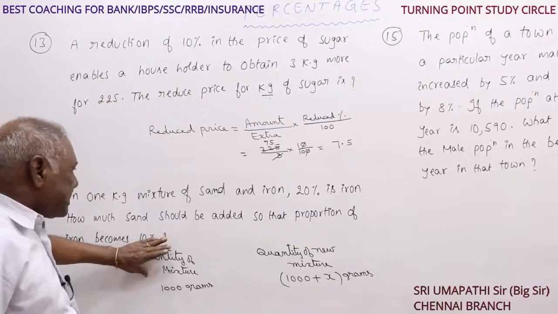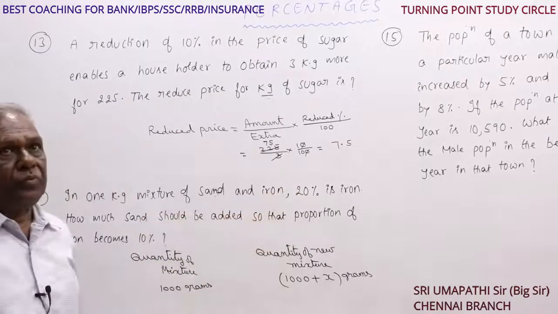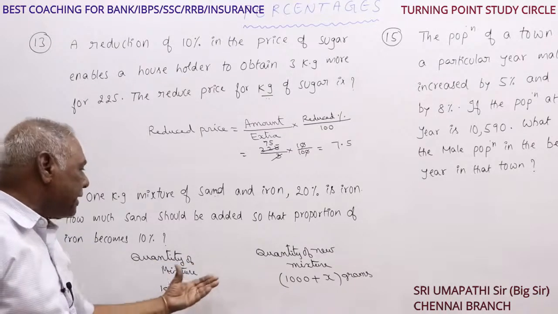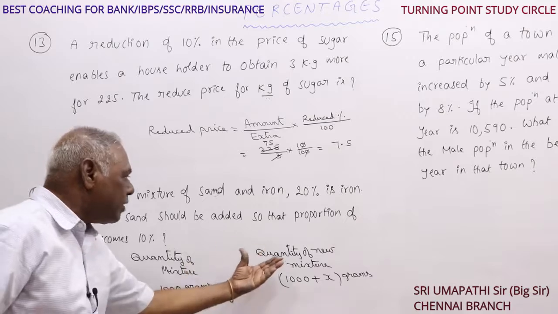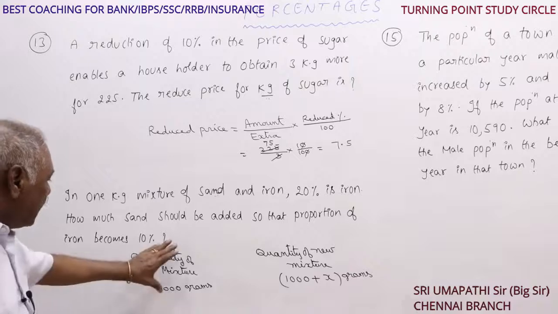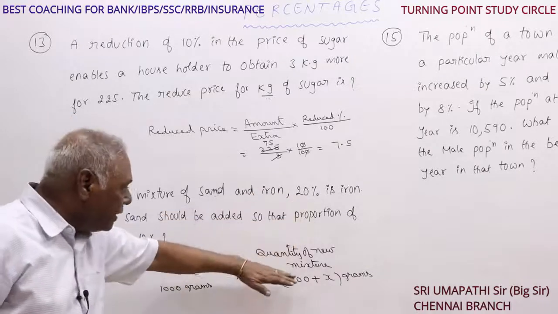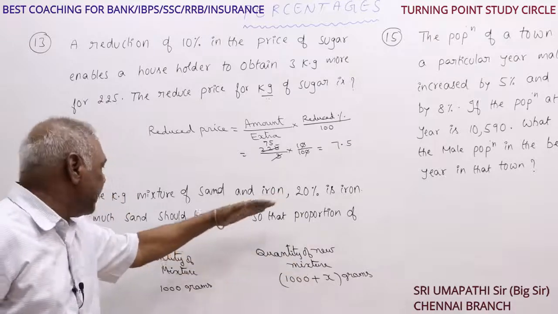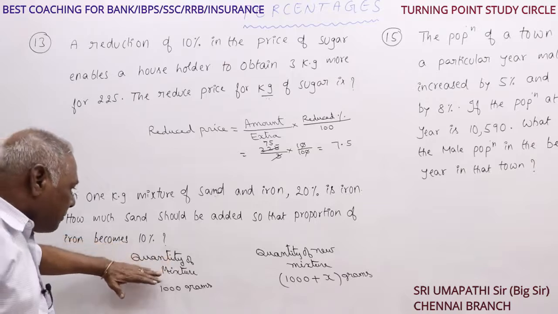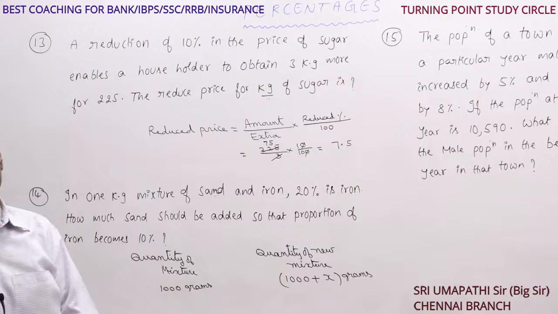in the first quantity of mixture and in the second quantity of mixture, iron is the same. Only sand differs. So the quantity of sand differs between the first quantity of mixture and the second quantity of mixture. But iron is the same. In the problem, in the given mixture, it is 20%, and in the new mixture after adding sand, it is 10%. But the quantity of iron in the first one and in the second one is the same. So equate and find what is the sand added.